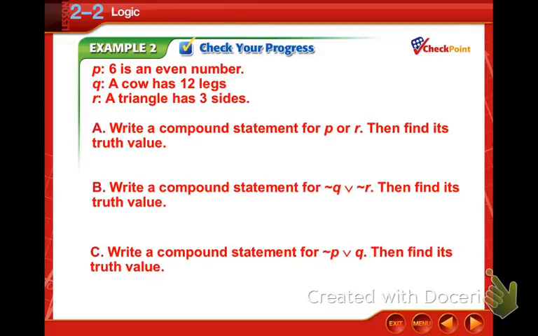Okay, so now we're going to look at some disjunctions, or disconjunctions if you remember what the note said before. So we have 3 statements again. 6 is an even number. True. A cow has 12 legs. False. A triangle has 3 sides. True.